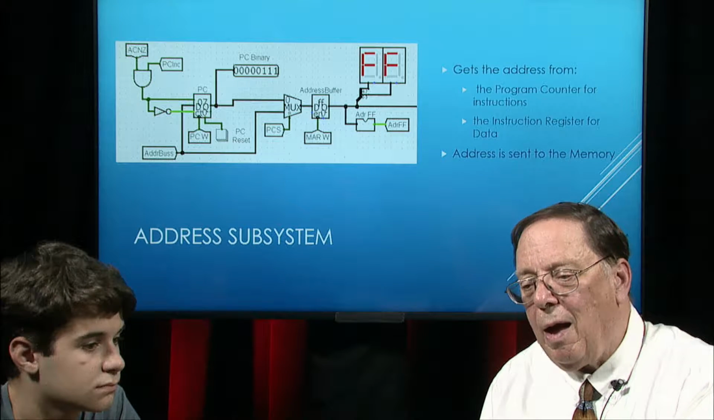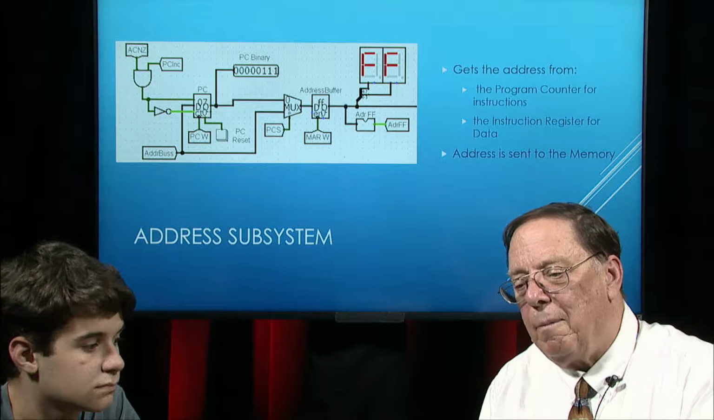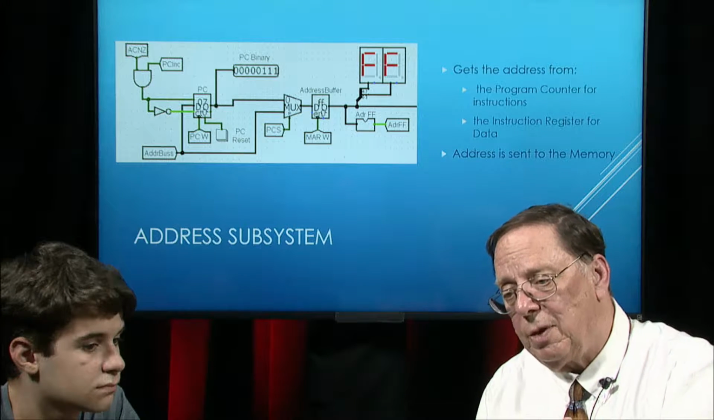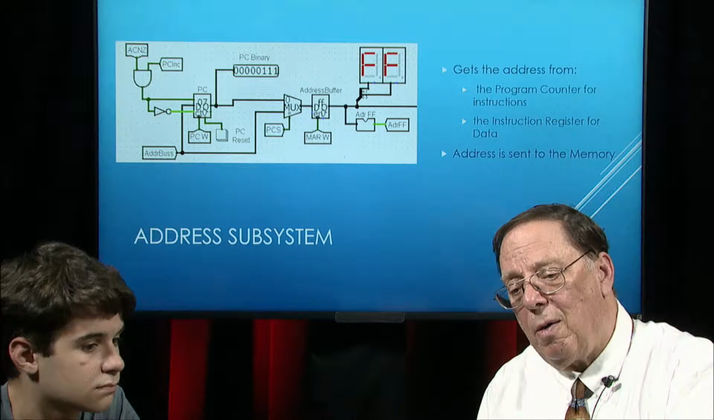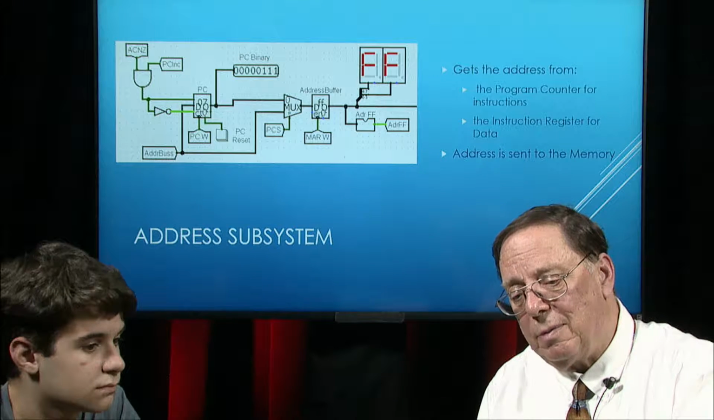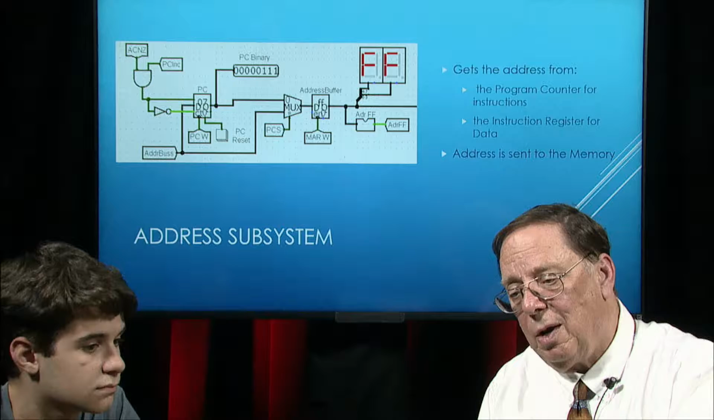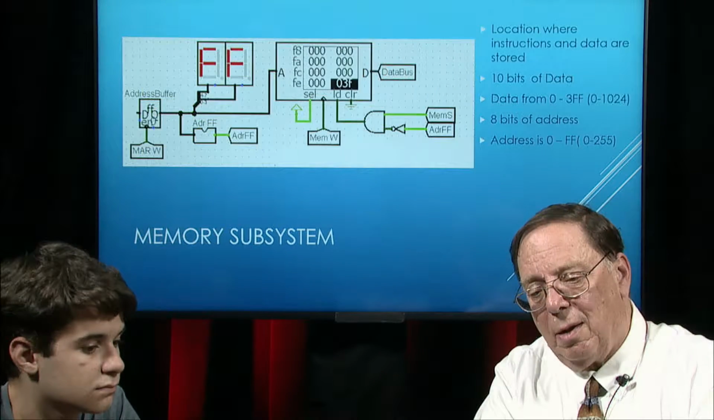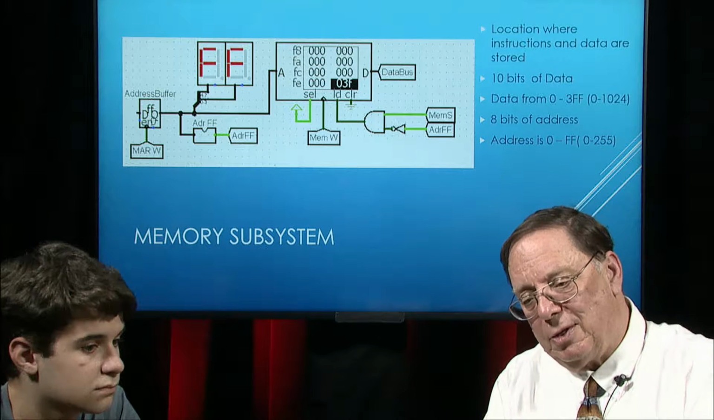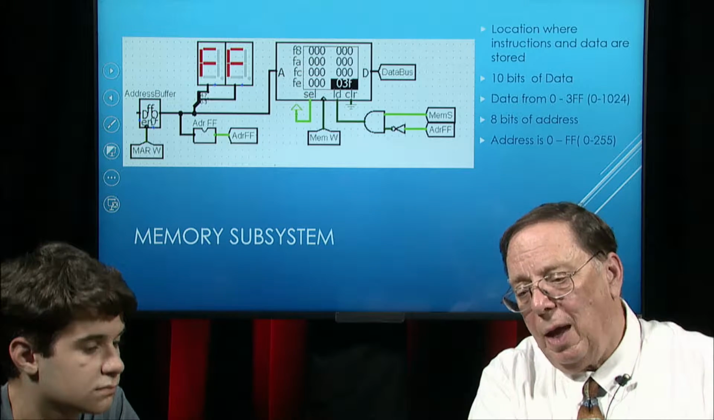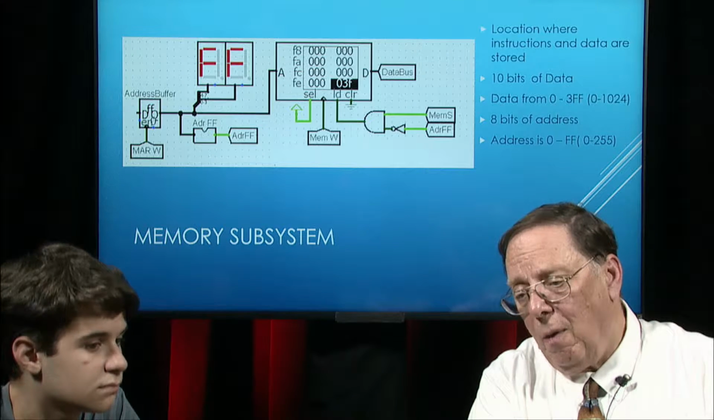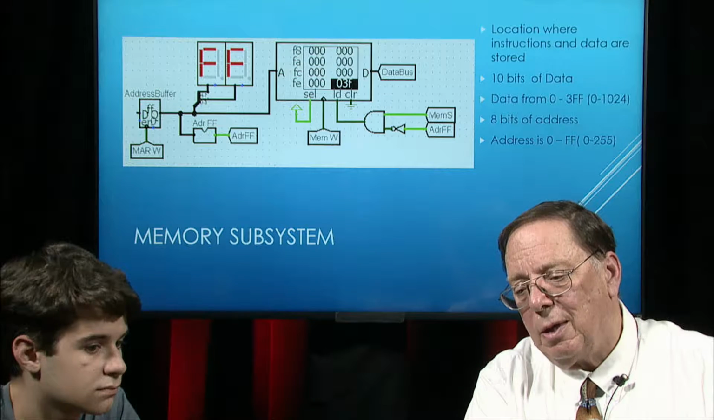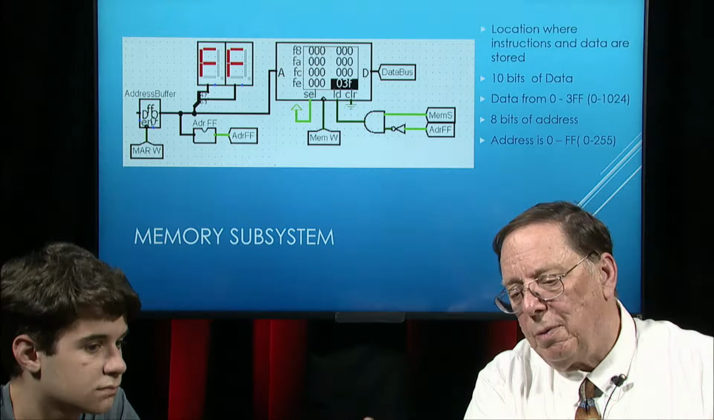Anyway, so this is the address subsystem. We'll either send an address from the program counter for the next instruction to run, or data from the instruction register that will give us a memory location to use in a command. So this is the memory subsystem. It takes an address in, and then we have a command to write to the memory, or we can read from the memory. Data comes in or out through the data bus, and this controls whether we're reading or writing.